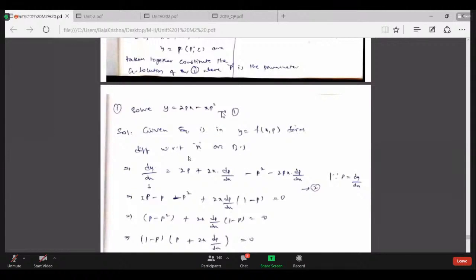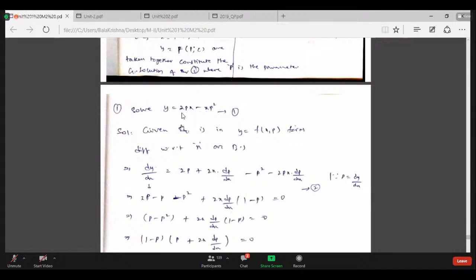When you are given a question, first always try to see the possibilities. First possibility: solvable for p or not. That means whether you are able to find its factors in the form of dp by dx or not. Once you can express it, then you can solve for p. Suppose you are unable to express it in the form of factors, then you should try the second case, that is solvable for y. That means you should express it in the form y is equal to f of x comma p. Even if you are unable to express it in the form y is equal to f of x comma p, then you should try the x is equal to f of y comma p form.